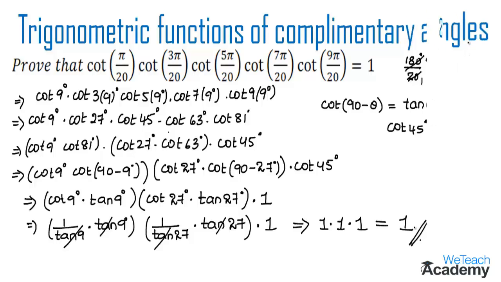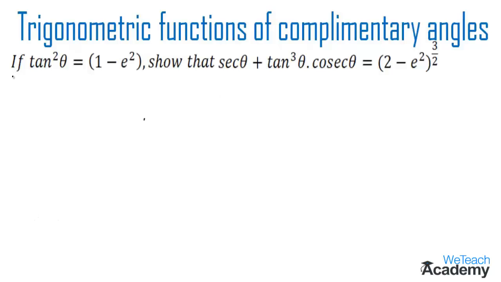Now let us proceed and discuss one more example. The given example is: if tan square theta is equal to 1 minus e square, then show that secant theta plus tan cube theta into cosecant theta is equal to (2 minus e square) whole to the power of 3 by 2. Here we are given tan square theta is equal to 1 minus e square.